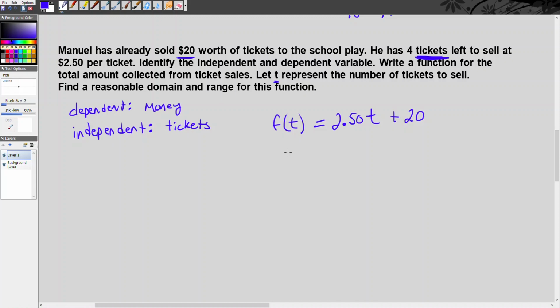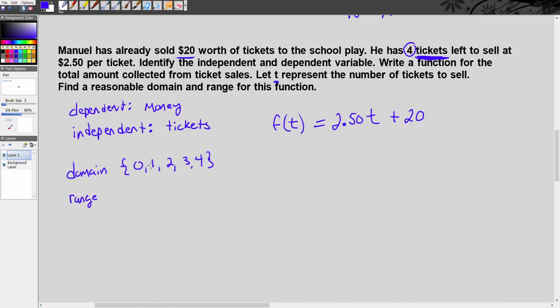So it's possible that he could sell 0 tickets. Could he sell 7 tickets? No, because he only has 4 tickets left. So that is how you come across the concept that the reasonable domain for this situation would be 0 if he ends up selling no tickets. He could sell 1 ticket, 2 tickets, 3 tickets, or 4 tickets. He can't sell more than 4 tickets because that's all he has. So then, how do you get the range from that? You go substituting these domain values into this function.